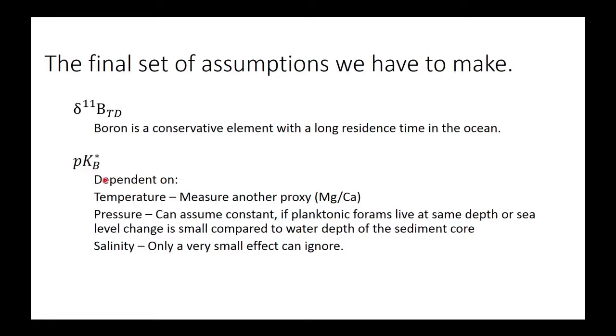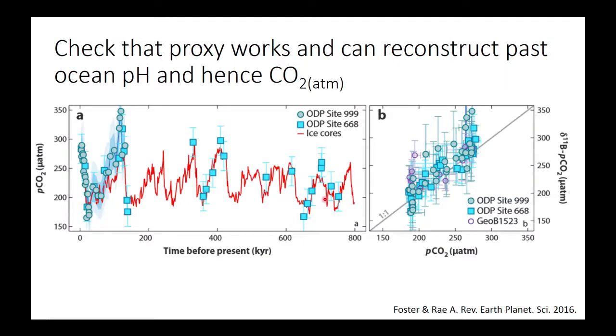Now, the pKb and also the fractionation factor will be dependent on temperature, so we basically have to measure another proxy for temperature to correct for that temperature dependence on the equilibrium constant and the fractionation factor. So when we do that, okay, we can measure boron isotopes in forams, in sediment cores, and we can see how they vary through time.